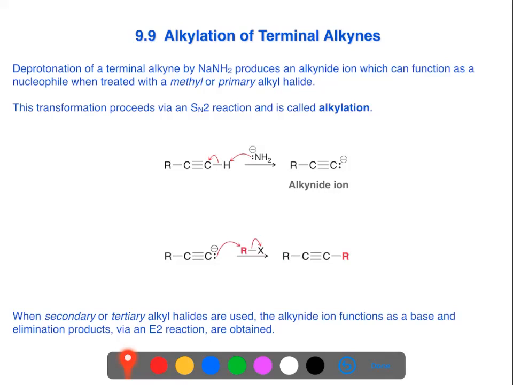Now, when a secondary or tertiary alkyl halide is used, then we typically observe the alkynide ion acting like a base, and the E2 reaction will predominate. Nonetheless, we can use a primary alkyl halide or methyl halide as our reagent to react with this alkynide ion to generate a larger alkyne. And we'll see in the next slide that this is synthetically useful because, as mentioned, this is going to increase the size of the parent chain, the carbon skeleton.